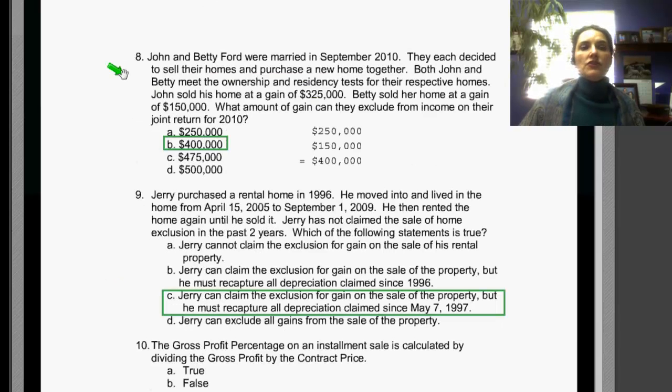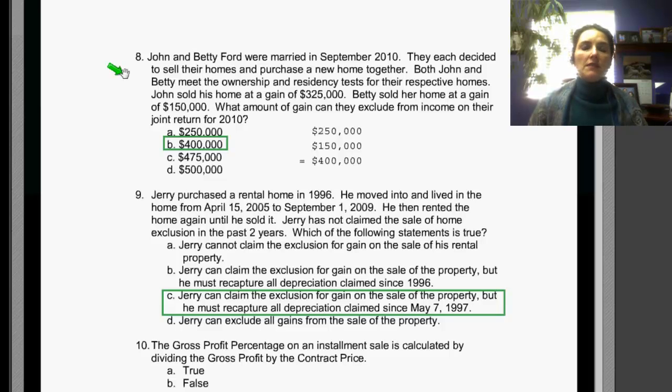Number 8, John and Betty Ford were married in September 2008. They each decided to sell their homes and purchase a new home together. Both John and Betty meet the ownership and residency tests for their respective homes. John sold his home at a gain of $325,000, and Betty sold her home at a gain of $150,000. What amount of gain can they exclude from their income on their joint return for 2010?